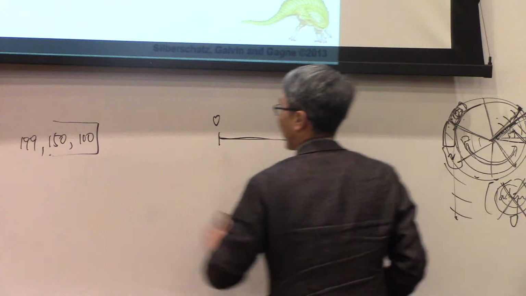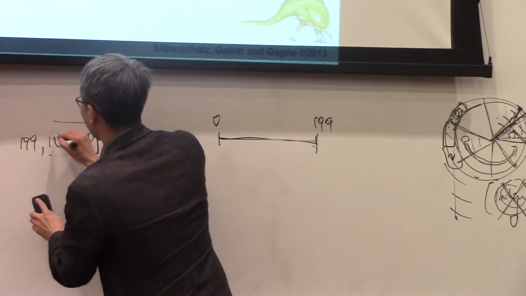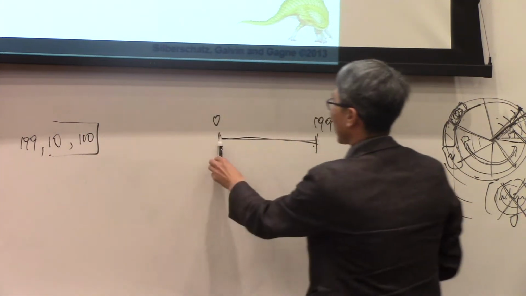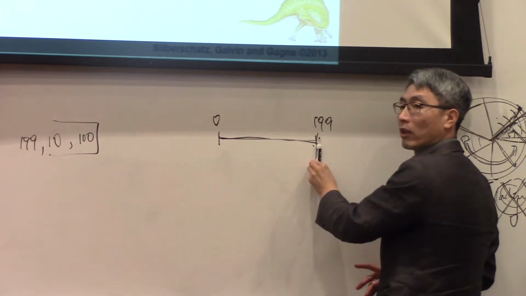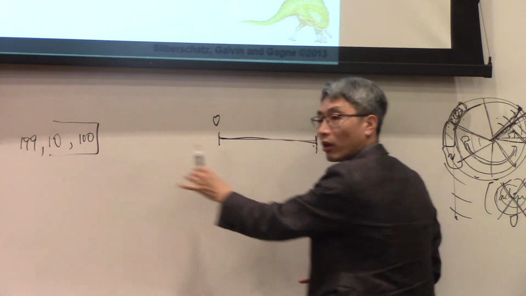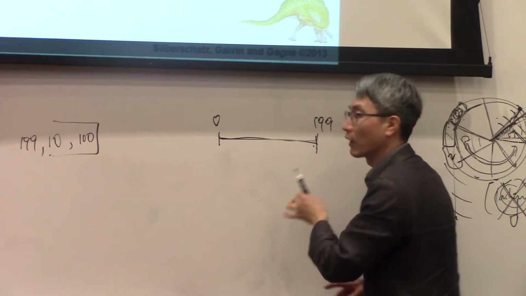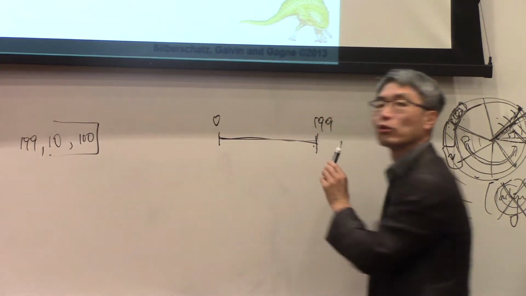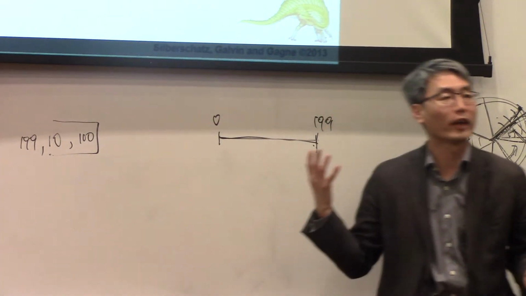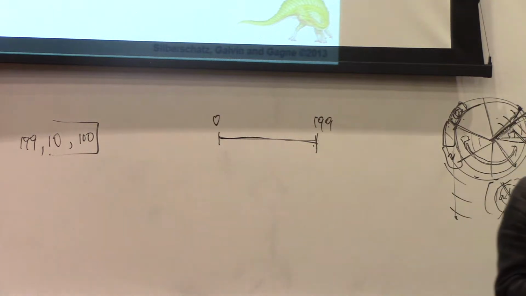In case we have 100 and 0, 199, it will be like the head goes to 100, comes back, and then goes to 199. The moving distance will be longer. So if we consider moving just one way, something like that, that's the idea of disk scheduling.